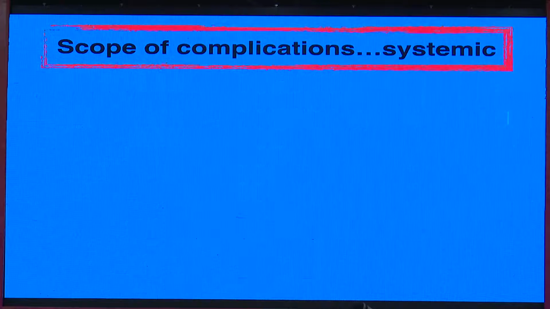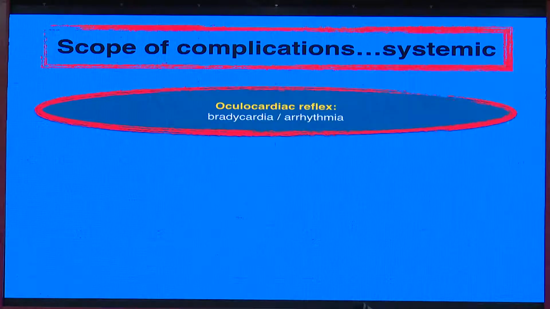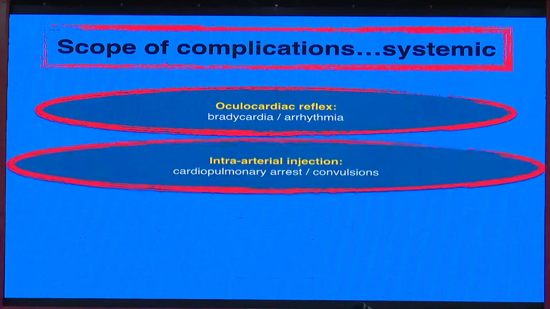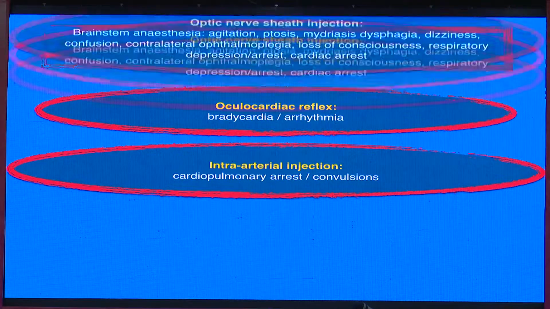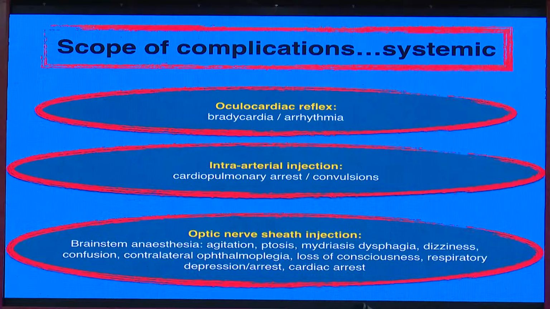Coming to the systemic complications of blocks, we have the oculocardiac reflex, where a patient may have bradycardia and arrhythmia. It may be an intraarterial injection, which may lead to cardiopulmonary arrest or convulsions. Or, very rarely, you may have an optic nerve sheath injection, which may lead to brainstem anesthesia.